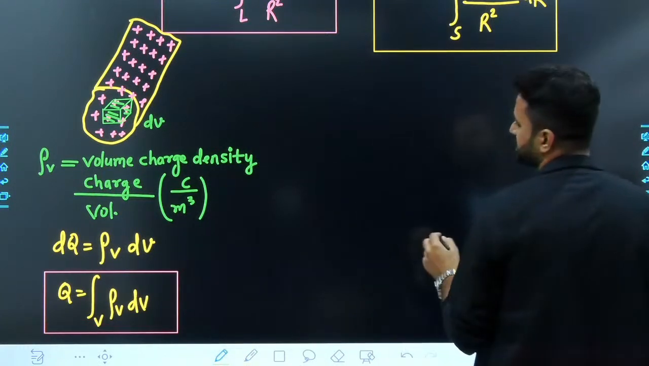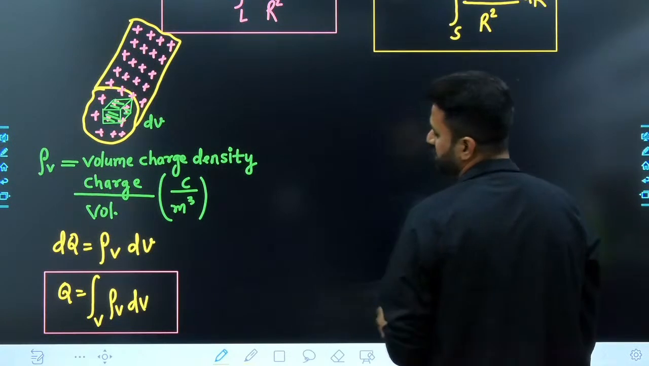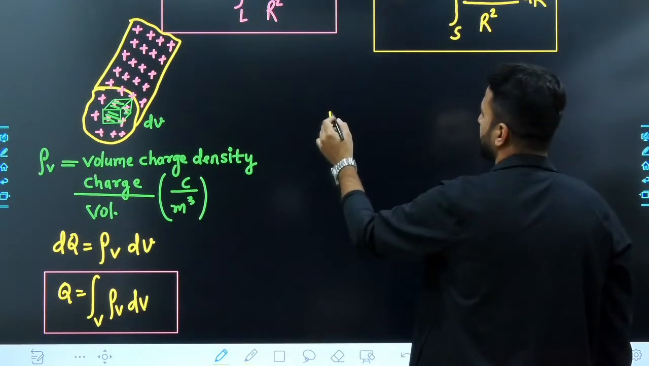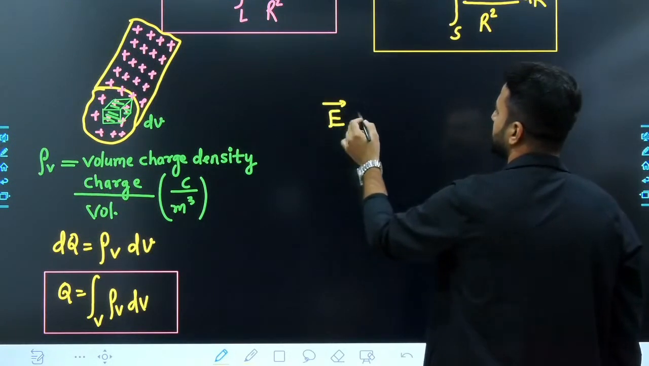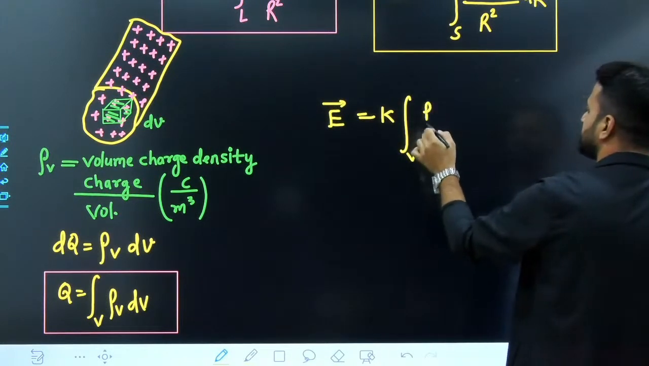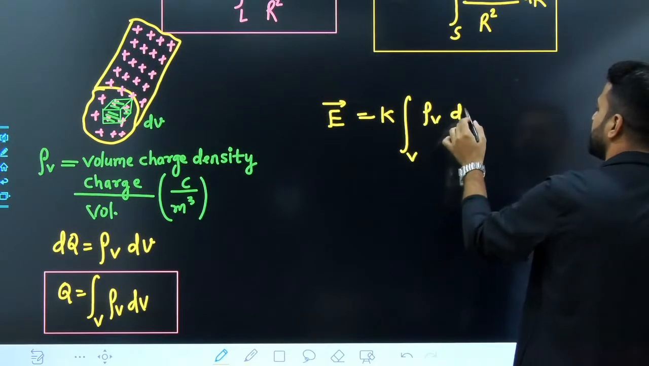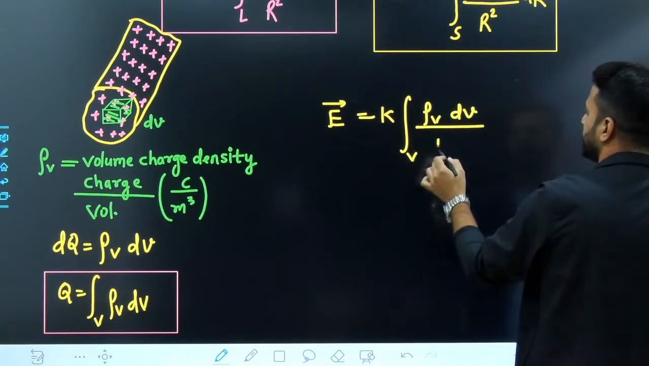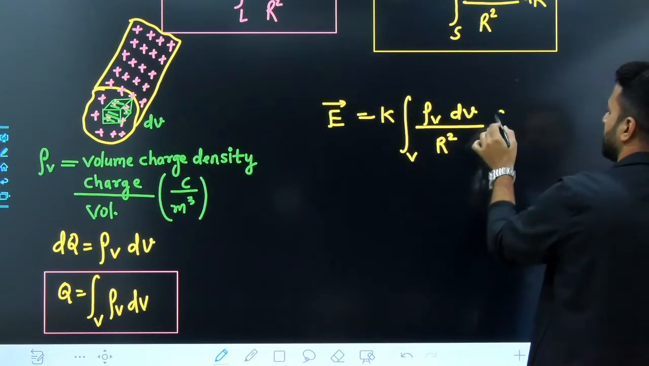Similarly, how can you write the electric field expression? The expression for the electric field will be K into the integration over the volume of rho v into dv divided by r square and ar cap.